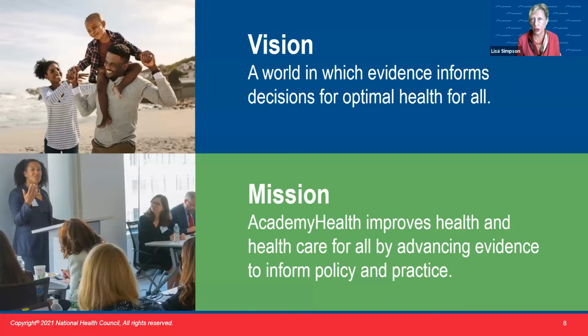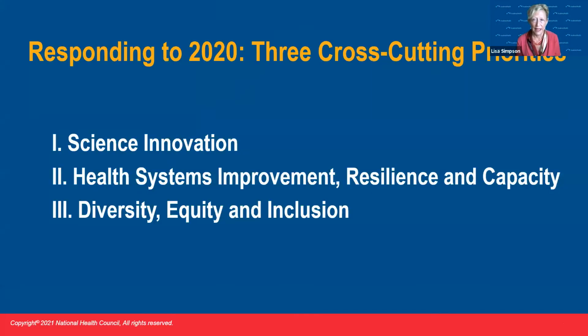So Academy Health, if you're not familiar with us, we are the National Organization for Health Services Research and Policy. And our mission, as you see here, is to improve health and healthcare for all by advancing evidence to inform policy and practice. Next slide, please. And in responding to the pandemic and the events of last year, we established 3 cross-cutting priorities, and one of those is diversity, equity, and inclusion. So this is a very important priority for us, so I'm particularly pleased to be able to join you today. Next slide, please.